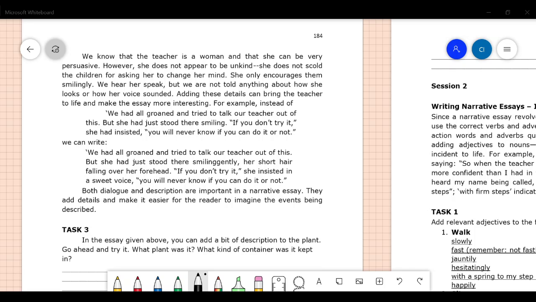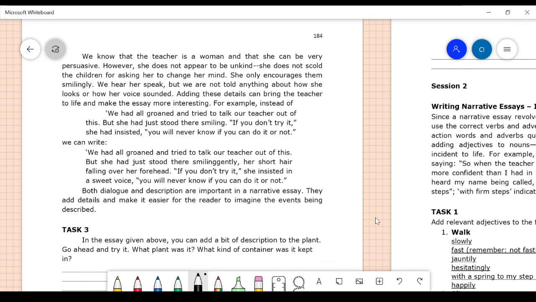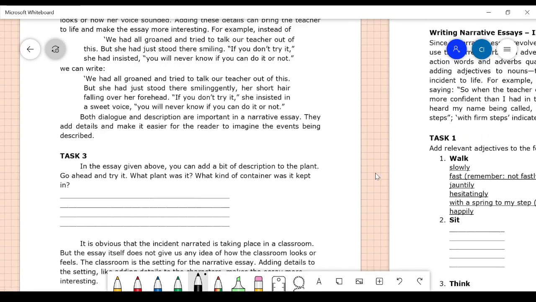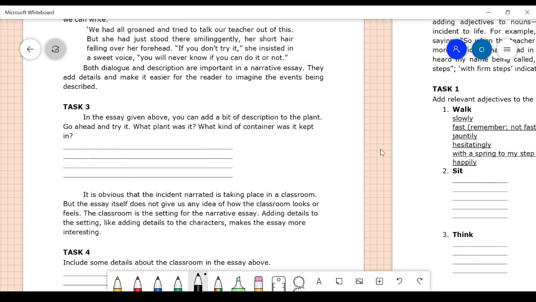Okay, boys. In the last class, we saw up to task 3, and in task 3, the essay given above, we can add a bit of description about the plant. Remember this about the water plant. It was kind of a water plant. Go ahead and try it. What plant was it? What kind of container was it? You have to explain. It was in a glass jar, and if you want, you can have a type of plant like hyacinth. It's obvious that the incident narrated is taking place in a classroom.